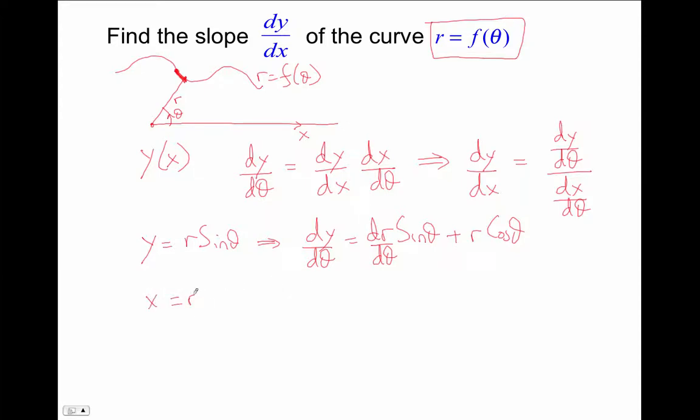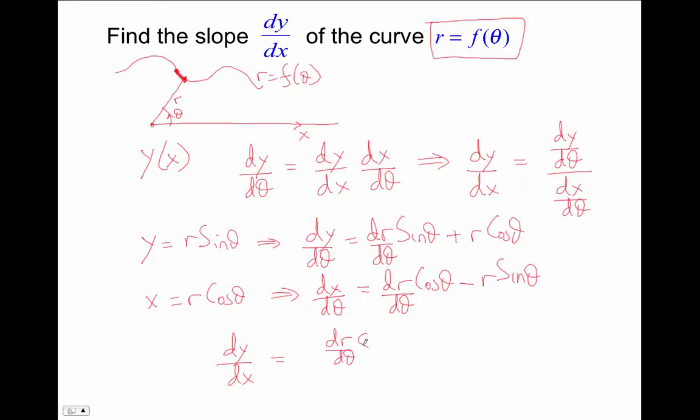Similarly, if you have x is r cosine theta, then from here dx by d theta requires that we differentiate r with respect to theta, keeping cosine theta unchanged, and then differentiating the cosine theta gives minus r sine theta. So now we have our formula, what we were looking for, that dy by dx is dr by d theta sine theta plus r cosine theta divided by dr by d theta cosine theta minus r sine theta.